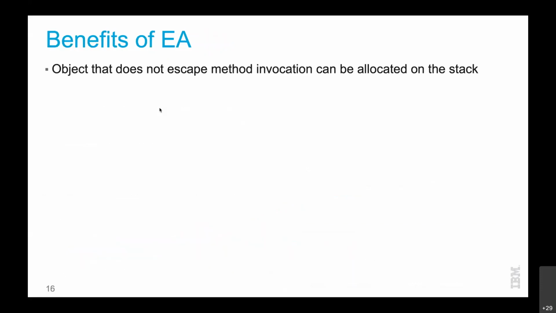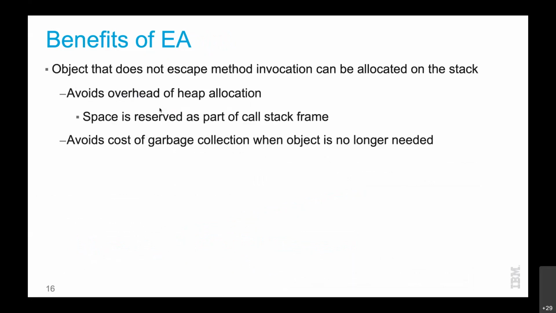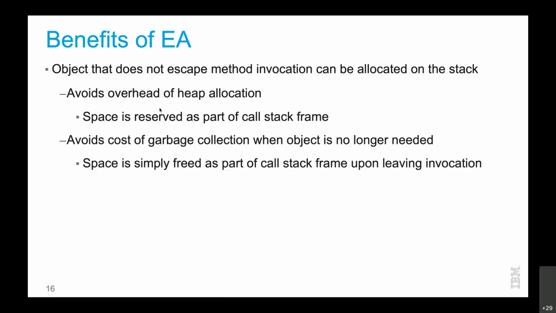So what's the purpose of that? Okay, well, the point of allocating things on the stack is that it avoids the overhead of heap allocation. So space for any objects that are stack allocated is reserved as part of the call stack frame. That avoids the cost of garbage collection when the object is no longer needed. And in turn, the space is simply freed as part of the call stack frame upon leaving the method invocation. So it reduces some of the cost associated with allocating the object. It reduces some of the cost associated with garbage collecting the object when it's not needed.